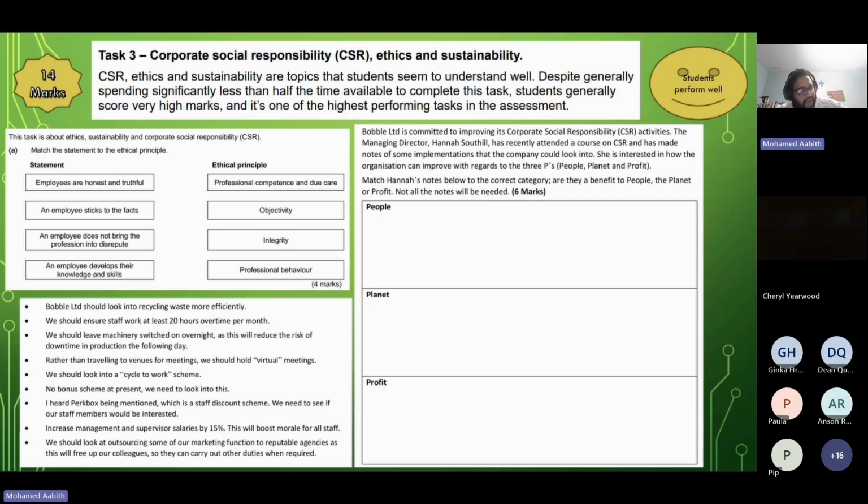I heard Perkbox being mentioned with a staff discount scheme. We need to see if our staff members would be interested. Yeah, why not? We can think about that as a people category as well. So we will have that option there as well. Now let's see if we have any more.